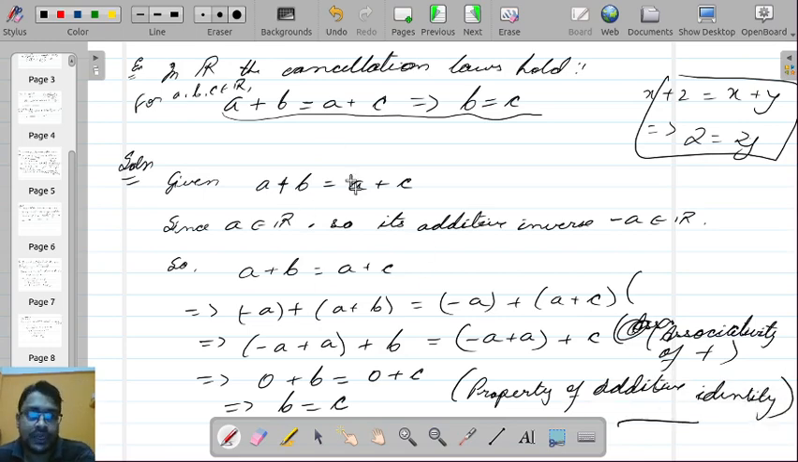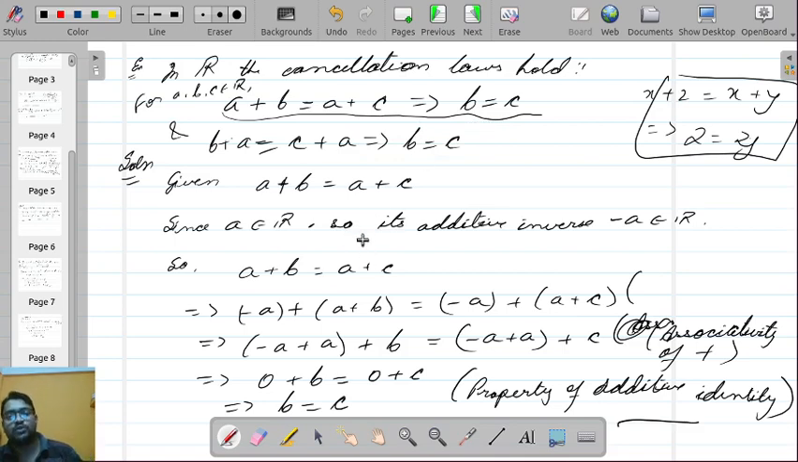So the cancellation laws hold. One of them is called the left cancellation law, and the other one is the right cancellation law. If you have b plus a equal to c plus a, this will always imply b equal to c. How to prove it? Here we added minus a to the left side. In the second case we add minus a to the right side, and then we can show it. So cancellation laws hold.